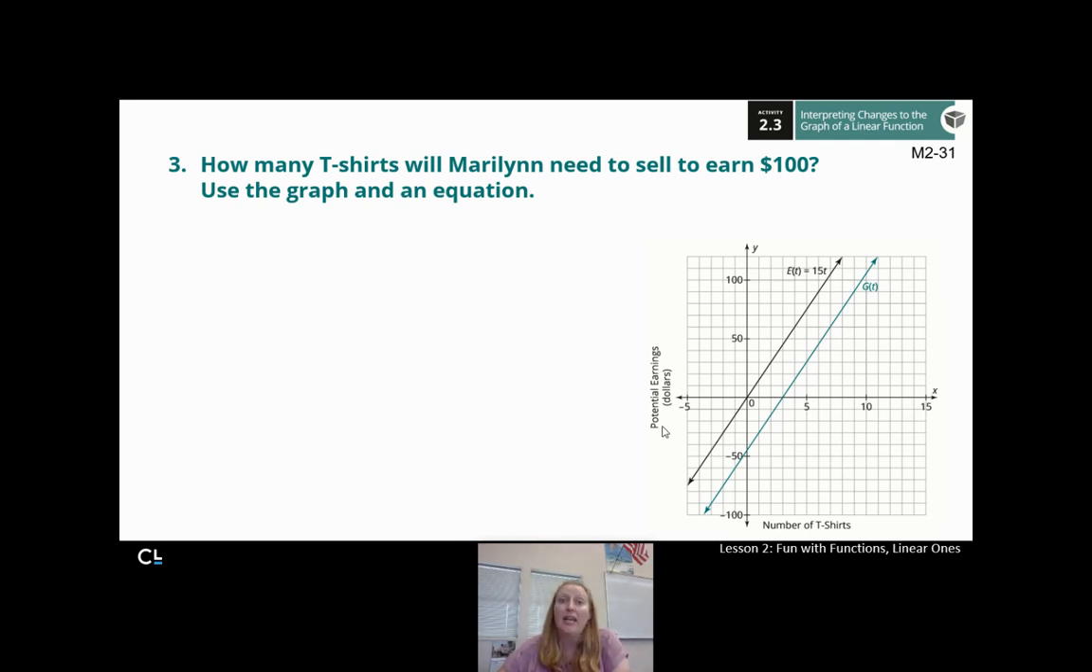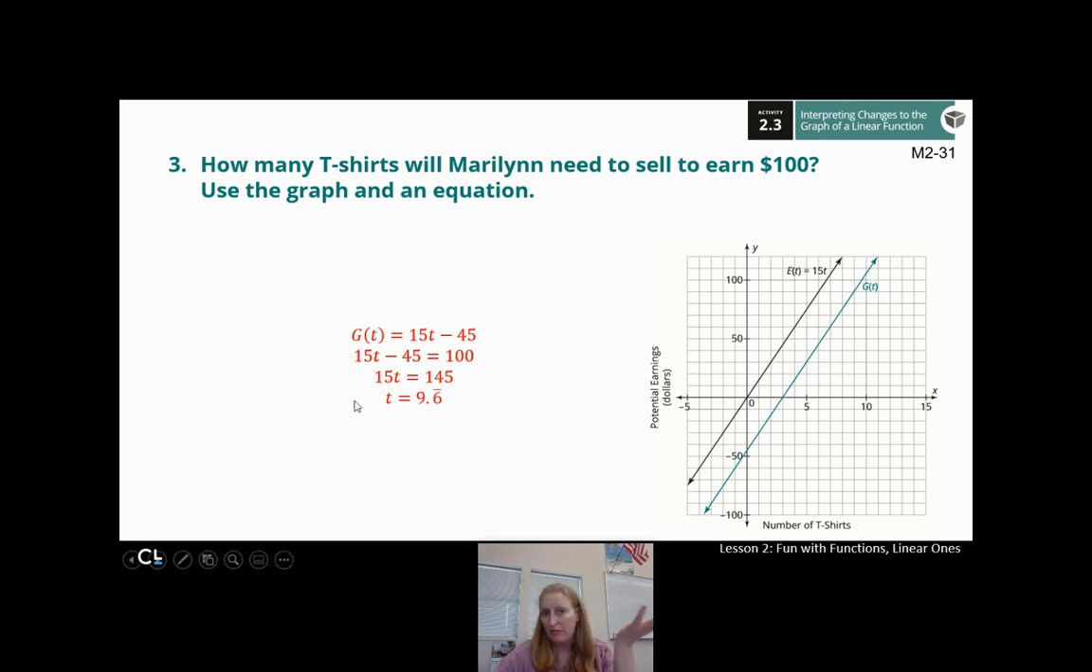So I went ahead and I used both methods. I started with the equation because I like the equation. So G of t equals 15t minus 45. I said, okay, well, that has to equal 100, right? She wants to earn $100, and G of t is our earnings. So then I added 45 and I got 145. And then I divided by 15 and I got 9.67 going forever and ever.